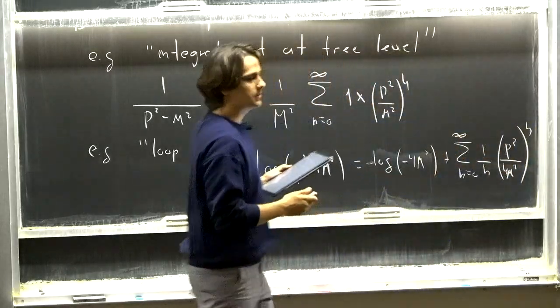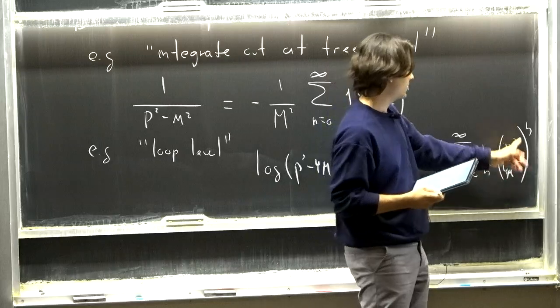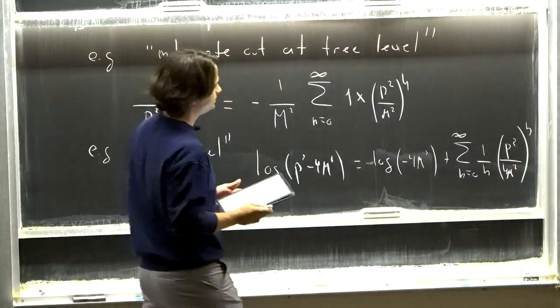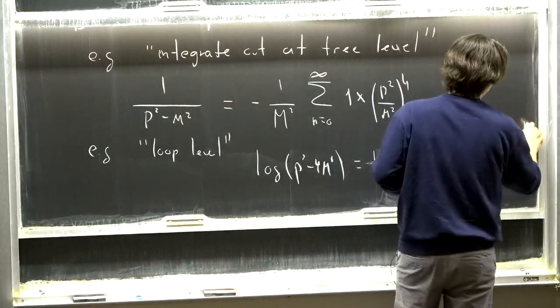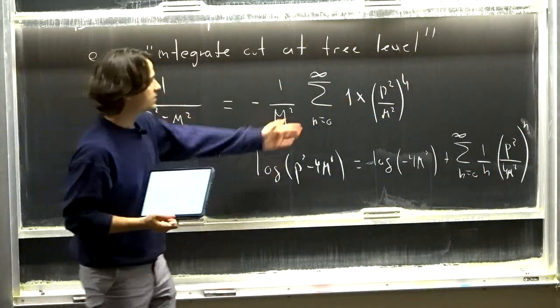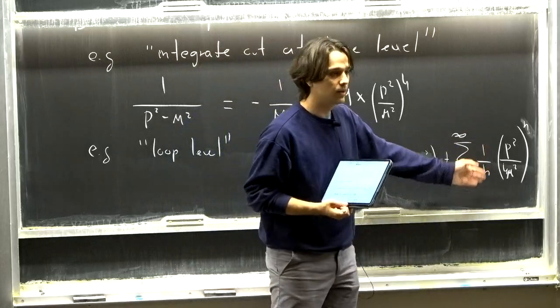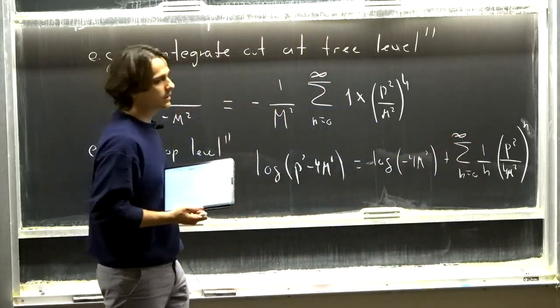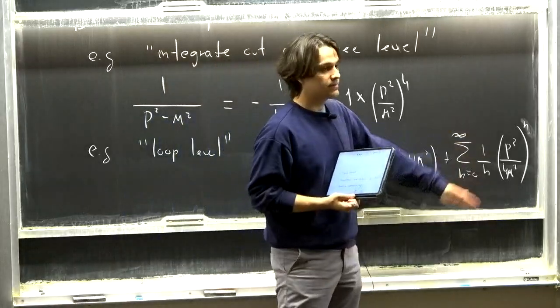Sorry if you cannot see here, but it's 1 over n, and then p squared over 4m squared to the power n. So we see that, okay, integrating things out at tree level gives large coefficients. If we're integrating things out at one loop, it's suppressed by a 1 over n. Of course, this would also be suppressed by some coupling in the UV theory, so it might be even smaller than that.